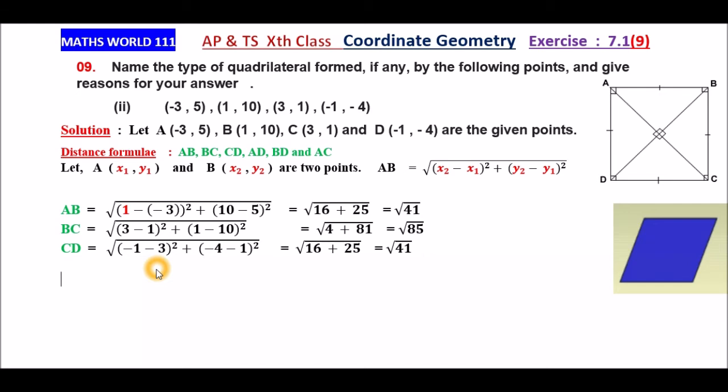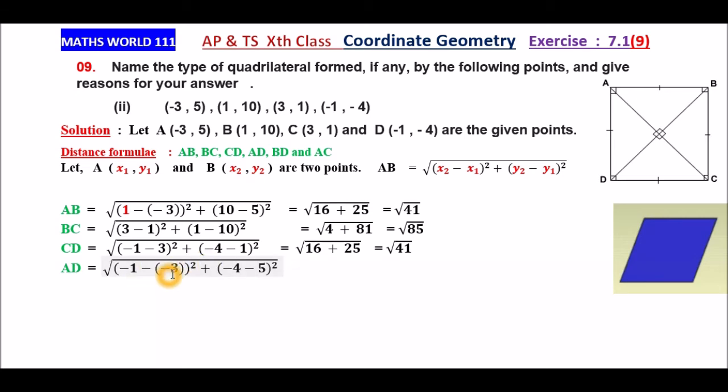So AD is equal to the square root of (x2 minus x1) whole square. x2 is -1, so -1 minus of -3 whole square, plus (y2 minus y1) whole square. y2 is -4, y1 is 5, so (-4 minus 5) whole square. Okay, -1 minus of minus is plus, so -1 plus 3 is 2. 2 square is 4.